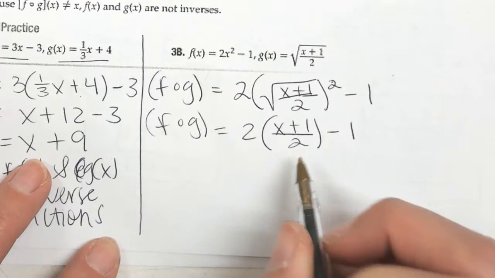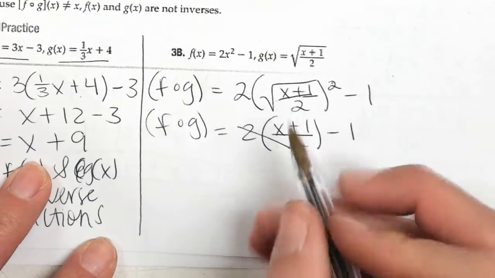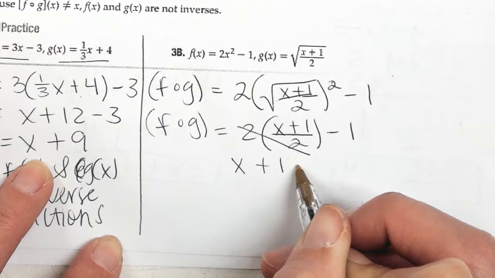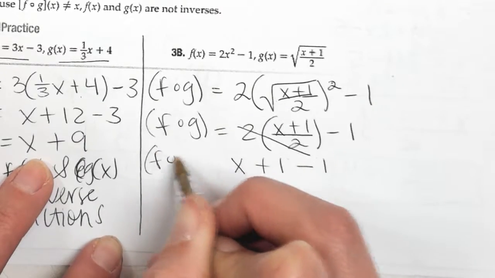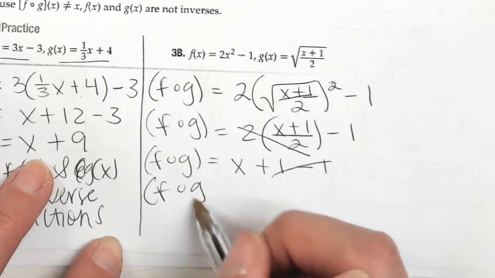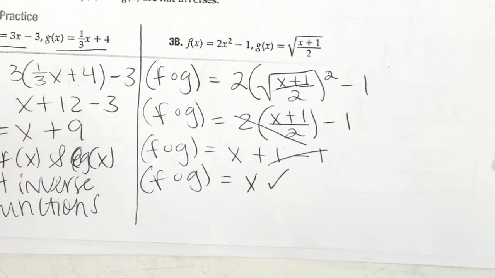Alright, what happens when we multiply a 2 with the 2 on bottom? They cancel, and I'll have what? X plus 1 minus 1, right? And what is that going to give me? X. Very good. I'm going to put a check mark.